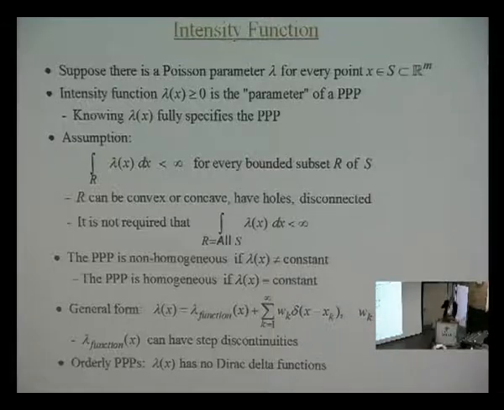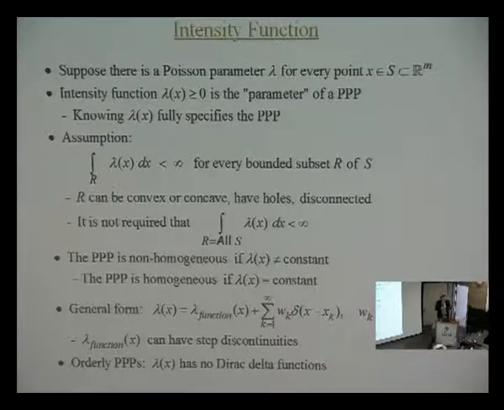Knowing lambda, then, the full lambda of x, the function, is the parameter of the Poisson point process. Notice I've gone from one Poisson distribution to an ensemble of a continuum of point distributions, and I'm going to call that the point process. And this function, lambda of x, therefore characterizes the entire point process. I'm going to suppose that for any bounded set R, this integral is finite. So why would I bother to make such a requirement?